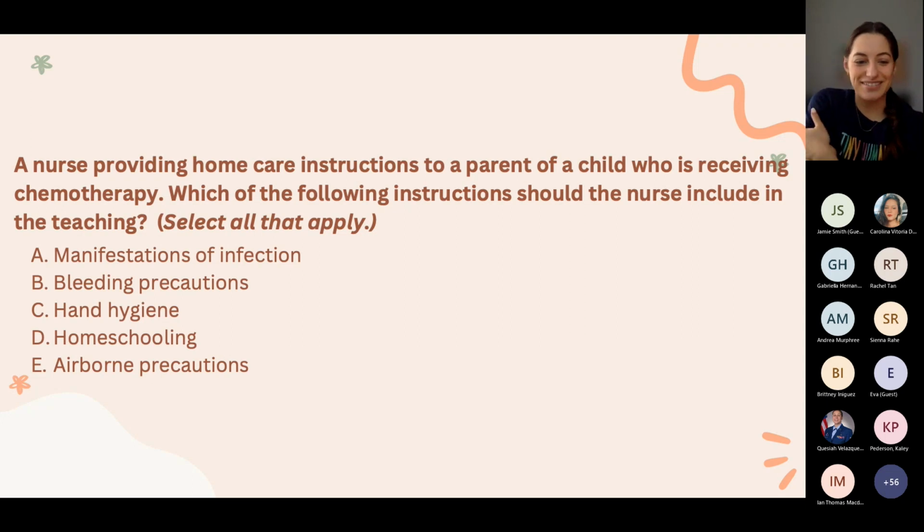All right, really great job with this one, you guys. The correct answer is A, B, and C. So the chemo will destroy their healthy white blood cells. So now they're at an increased risk for infection, which is why we want to teach them about infection and then make sure that they have good hand hygiene. And it's also going to destroy their healthy platelets, which is why we want to put them on bleeding precautions. But a kiddo who's on chemo can still go to school, and they would not need airborne precautions. If anything, they would be on neutropenic precautions. So great job.